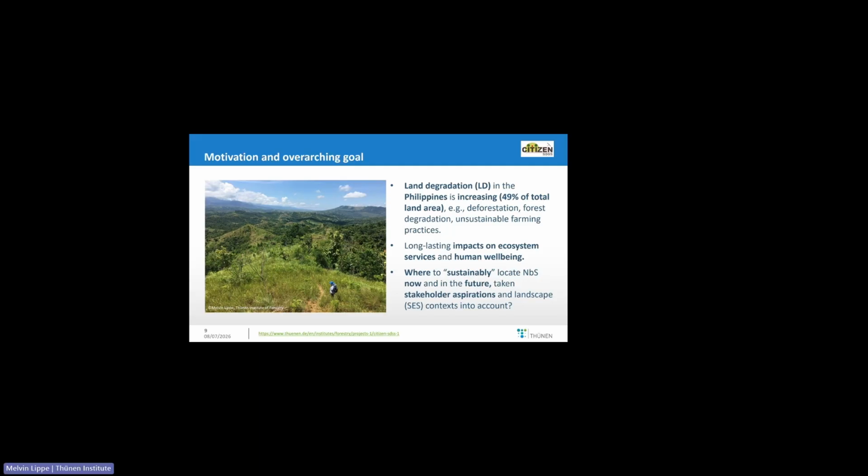So the question here would be, if you now think further into the future, where to continue to sustainably locate nature-based solutions as of today, and also how to ensure that they still remain in the future, and thereby taking stakeholder aspirations into account. And here, when I mean stakeholder aspirations, I mean policy and government agencies, but also local communities, villages, for example, as well. And then put all this together in a maybe complex landscape socio-ecological system context.